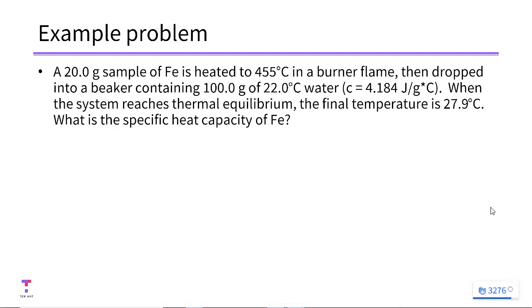Here's the scenario. I've got a 20-gram sample of iron. I heat it up to 455 degrees in a Bunsen burner flame. I then take that glowing hot piece of iron, drop it into a beaker that has 100 grams of water in it, and the water is at 22 degrees Celsius. It comes to a thermal equilibrium. The final temperature is 27.9 degrees Celsius. Question is this: what is the specific heat for iron?